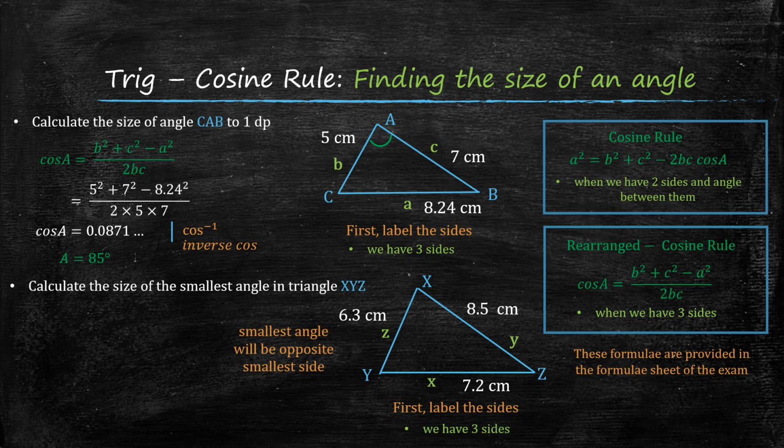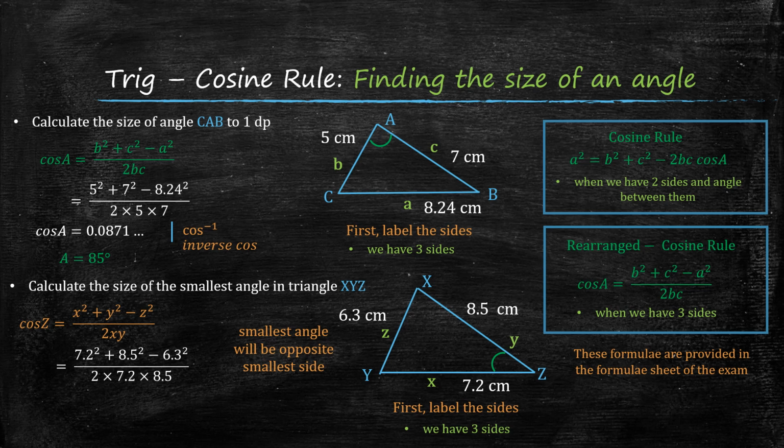Now, the smallest angle in a triangle will be opposite the smallest side, and conversely, the largest angle in a triangle will be opposite the largest side. So the smallest side for us is side XY or side Z, which is 6.3 centimeters. So we need to find angle Z. So we use the variant of the cosine rule which is applicable for cos Z. So cos Z is equal to x squared plus y squared minus z squared all over 2xy.